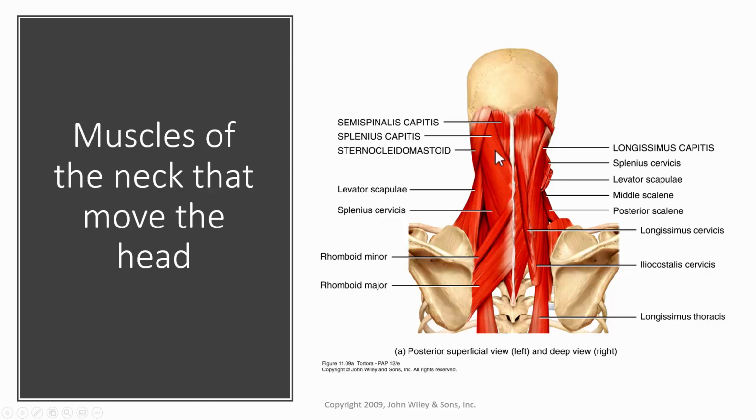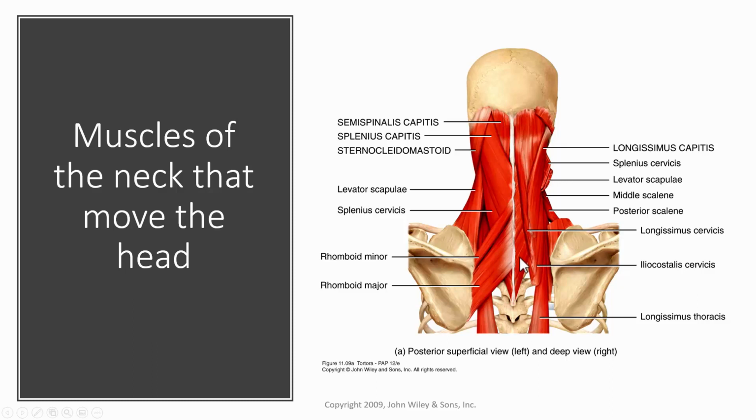So again, this is splenius capitis, splenius cervicis. And you can imagine looking at this, pulling it from origin down to insertion, or actually this is more the insertion. The action of that would be rotation of the head, and it would also extend the neck backward if just one side is contracted. If both are contracted, then rotation is canceled out, and it would just extend the head backward.